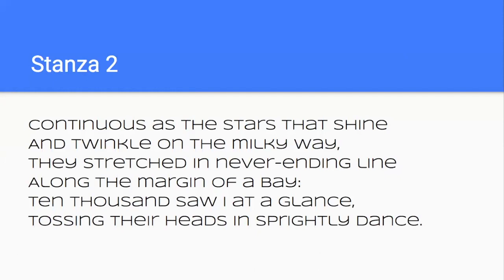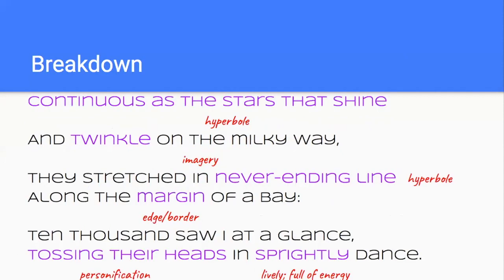Continuous as the stars that shine and twinkle in the Milky Way, they stretched in never-ending line along the margin of a bay. 10,000 saw I at a glance, tossing their heads in sprightly dance. So following the last stanza, this is talking more about the daffodils that he sees along the shore. Annotated, let's look at this.